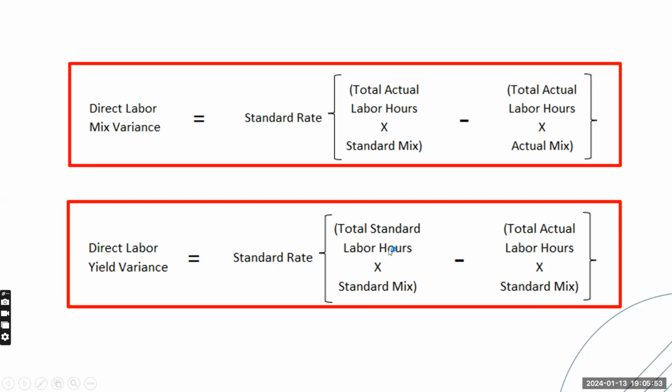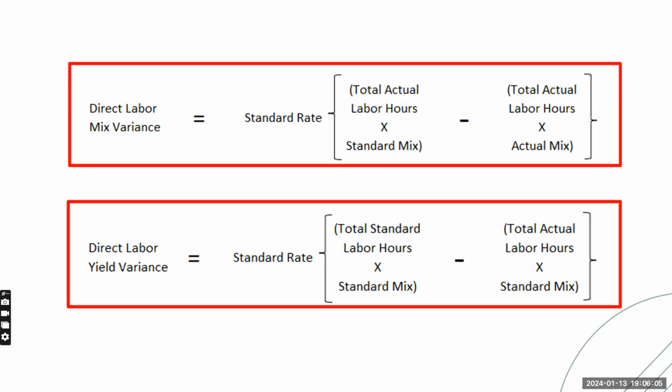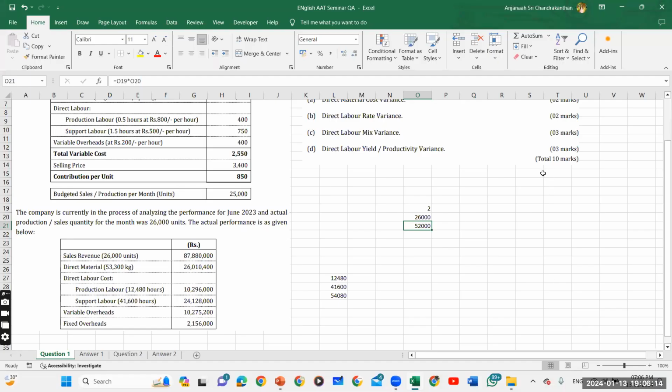This is 52,000. You know already how we got 52,000. That is 2 into actual production, 26,000 units. See, we got 52,000. So you can apply the formula and see whether you get the same. So for this type of a question, you get 10 marks.